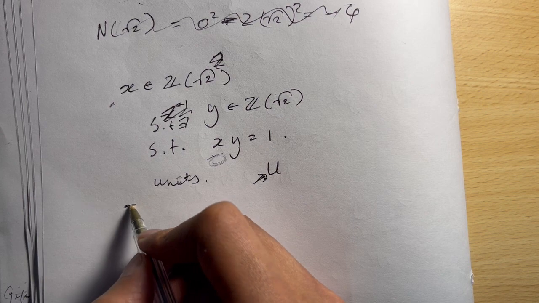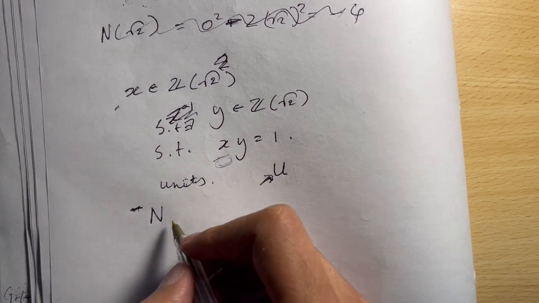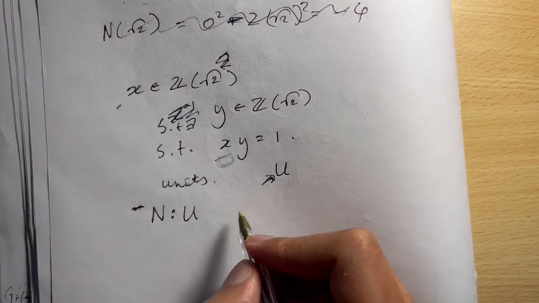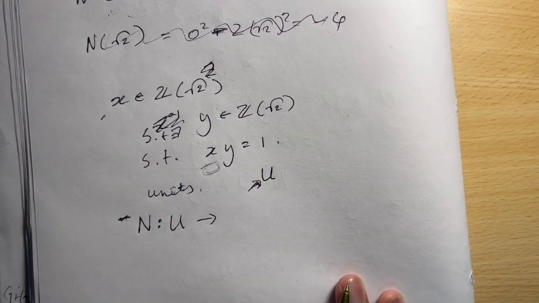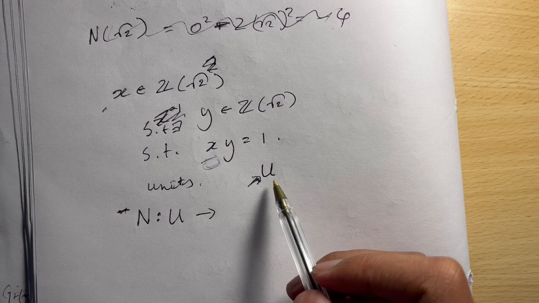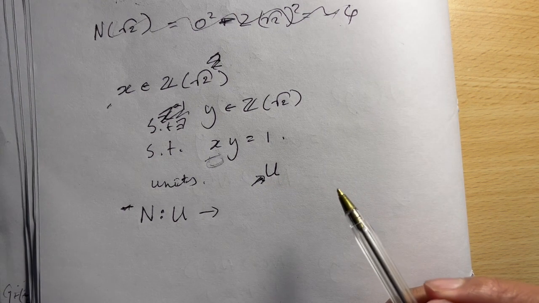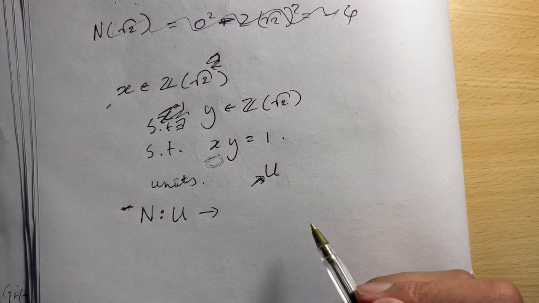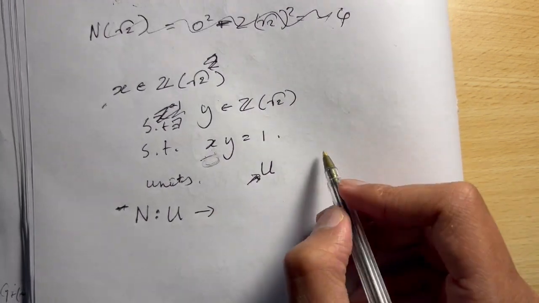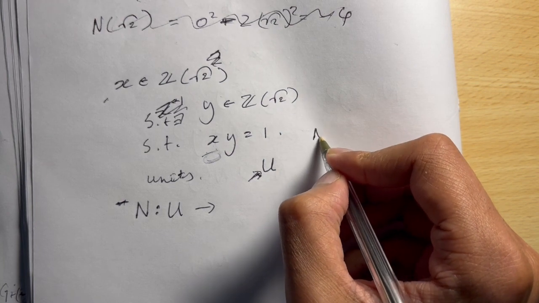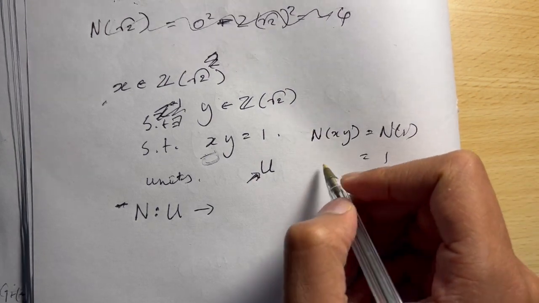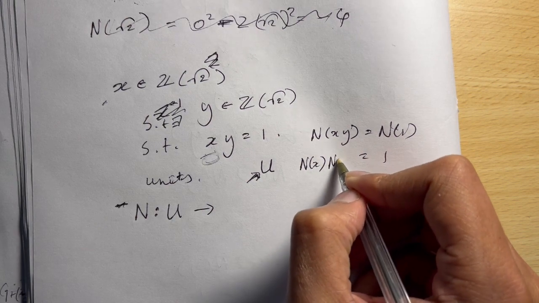So what we want to do is restrict the norm to U, and where would it map to? If x was a unit, then what is its norm? Well, we can take norms on both sides. If we take norms on both sides, we get that n of xy is equal to n of 1. The norm of 1 is 1, and this is n of x times n of y.